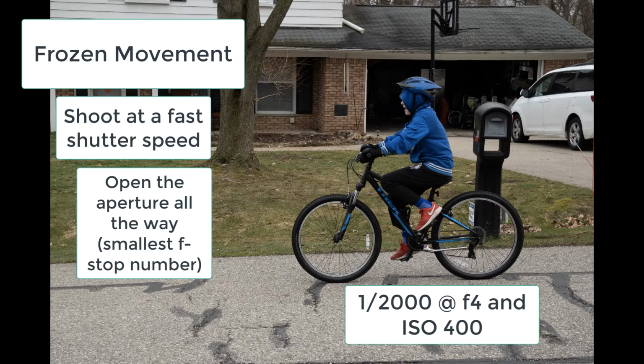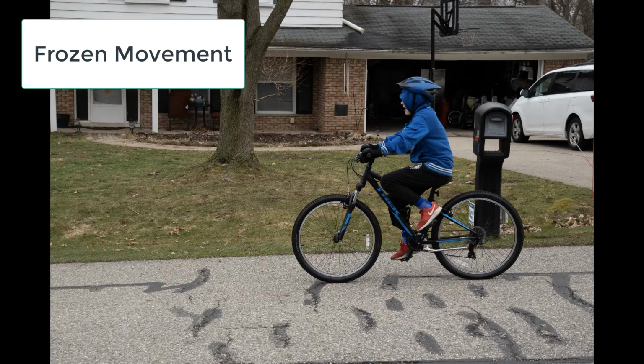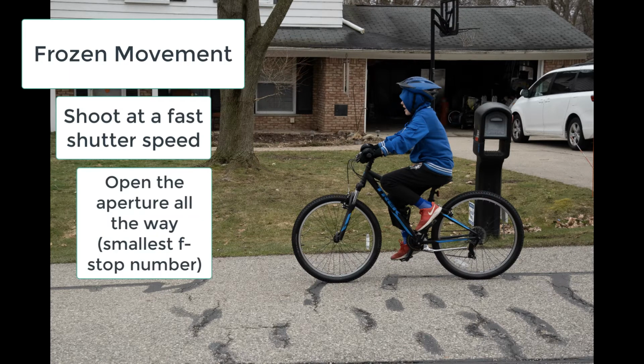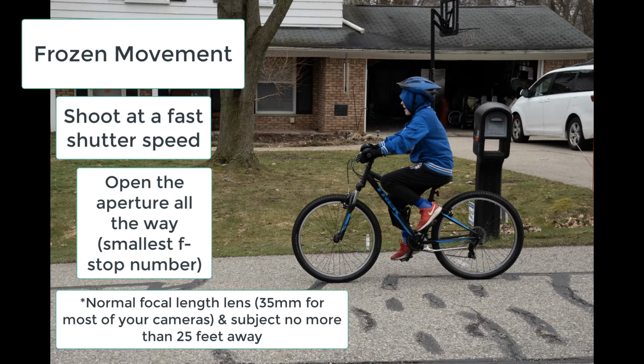very clearly defined. Okay, so on this first shot then, let me just reiterate. In order to freeze movement in a still image, you have to shoot at a fast shutter speed. But in order to get to a fast shutter speed, you have to open up your aperture all the way to a small f-stop number. Okay. By the way, on this shot, I'm shooting at 35 millimeters, and he's riding past me. He's probably 15 feet away from me, maybe as much as 20 feet away from me.